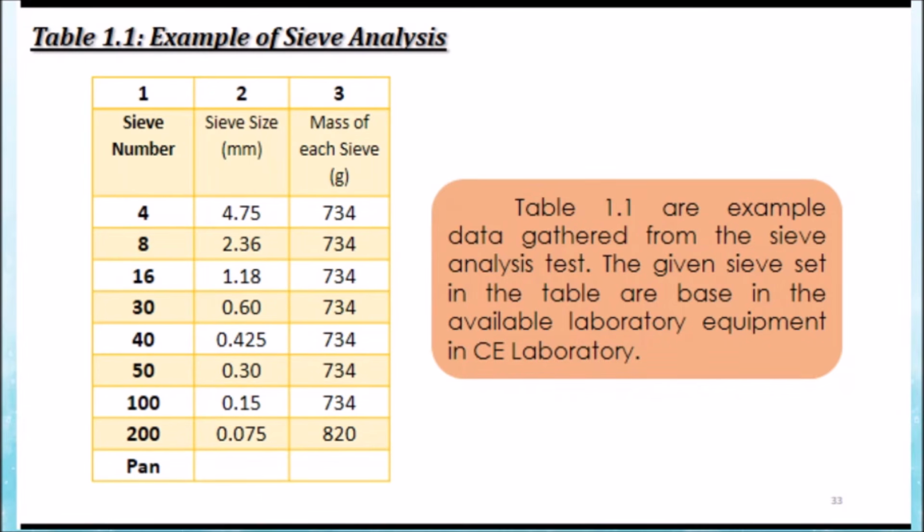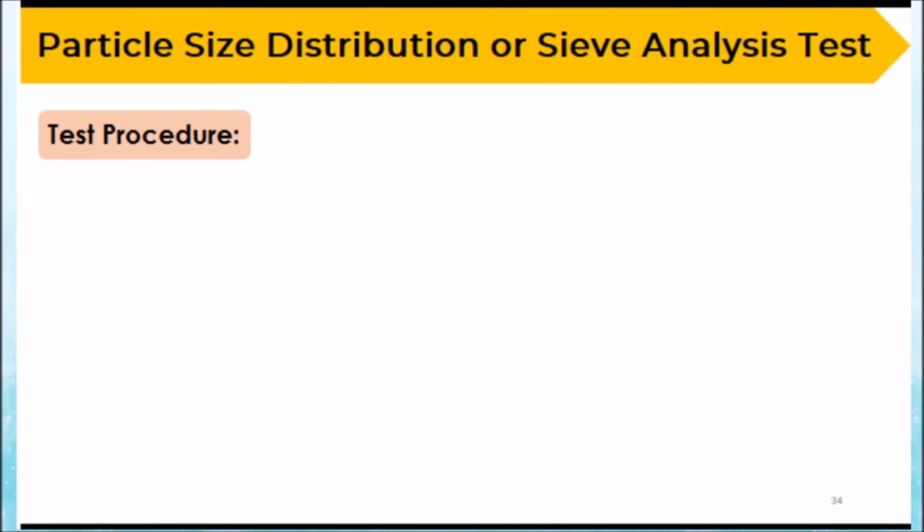So here in table 1.1, meron tayong column number 3, so these are the mass of each sieve. So in table 1.1, considering these three columns, these are an example of data gathered from the sieve analysis test. The given sieve set in the table is based on the available laboratory equipment in the CE laboratory.